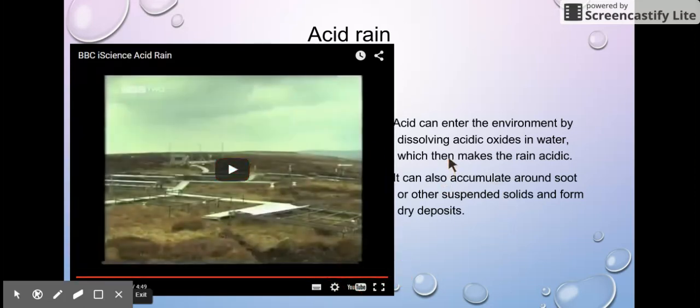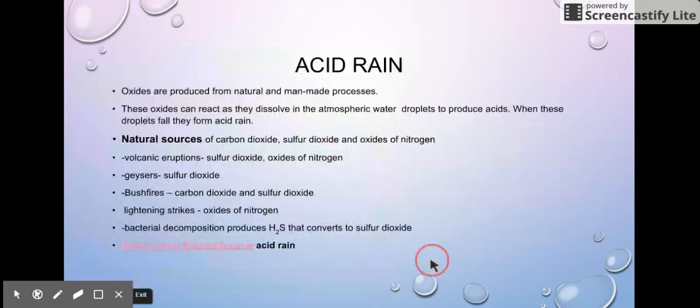Acid can enter the environment by dissolving acidic oxides in water, and that makes an acid rain deposit. Or it can accumulate around particles like soot that are produced during combustion, and the solids that are suspended can either come down in the rain or form dry deposits, which are also very dangerous.